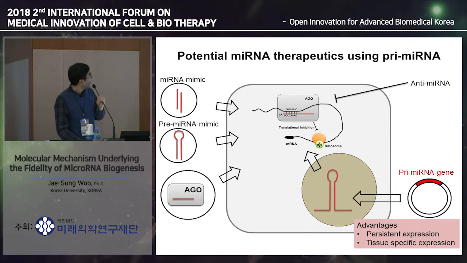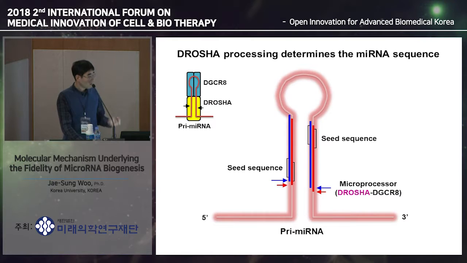But there is another possible way to make potential microRNA therapeutics, using primary microRNA. So you can use a primary microRNA gene in a viral vector, and this vector can be transfected to express primary microRNA. This will undergo the cellular processing pathway to generate functional microRNA. The advantage of this method is persistent expression and also tissue-specific expression using a tissue-specific promoter.